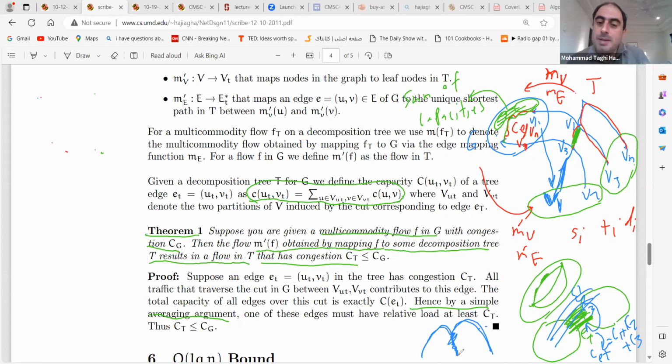However, this issue will not be an issue in the next version that I want to talk about, the next version of this decomposition tree.